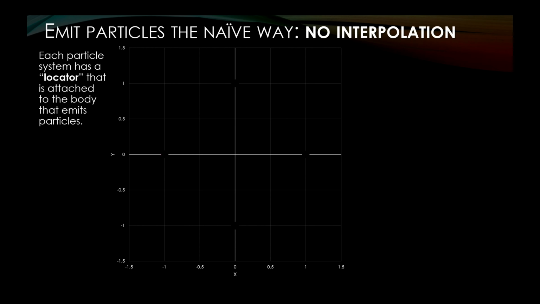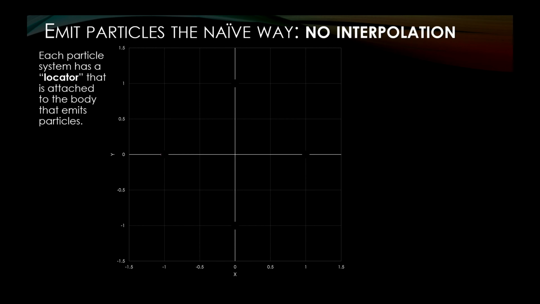So as I mentioned before, each particle system has a locator that is attached to the body that emits the particles. In this case, that is a rocket. And in this diagram, you can imagine that over the period of 4 frames, a rocket is going to move in a cycle. First it'll start on the far right, then it'll move to the top, then to the left, then to the bottom, and then it'll repeat.